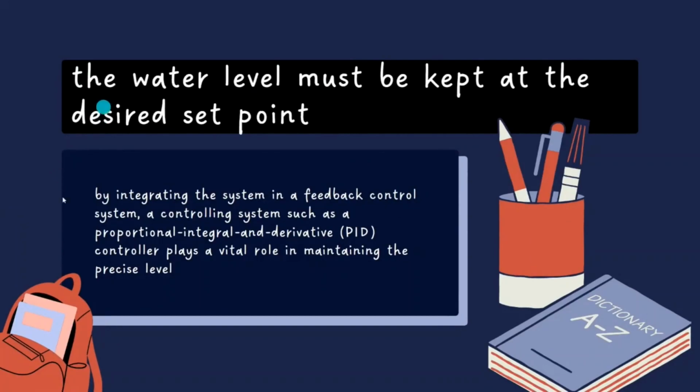Second thing is the water level must be kept at the desired set point. By doing this, you need to integrate the system in a feedback control system. A controlling system such as a proportional, integral, and derivative (PID) controller plays a vital part in maintaining the precise level.